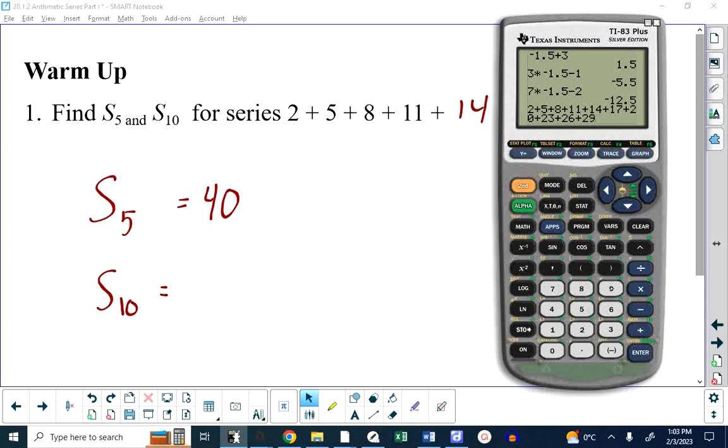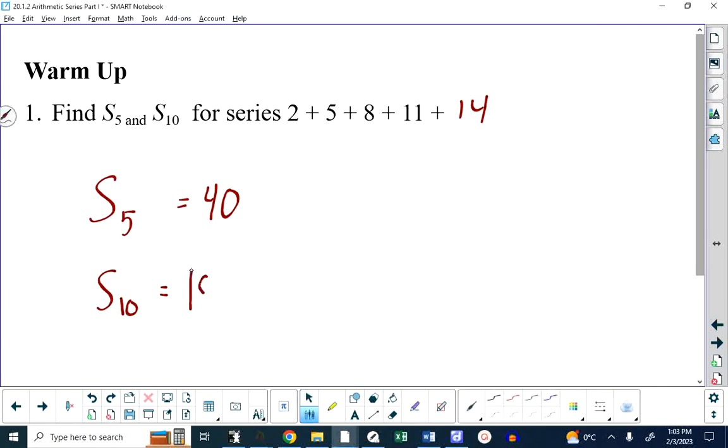10th. Would you agree it's very easy to make a mistake in doing this? I mean, there's got to be a better way. We're not going to do it this way, in other words. But I'll double check. Plus 3, plus 3, plus 3, plus 3, plus 3. Have I got 10 terms? Yes, so S10 would be 155. But let's talk about how we can do it without doing all the grunt work, doing all the hard work.